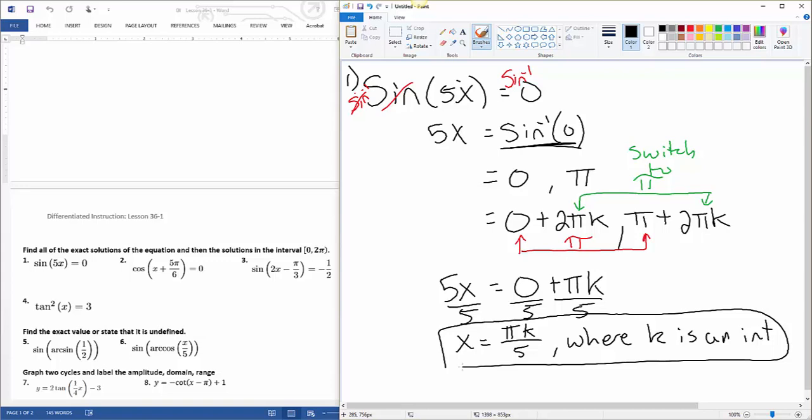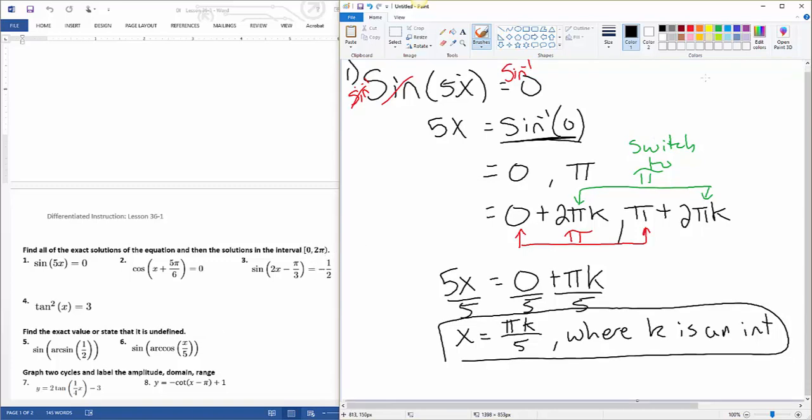But now it says find all the values in the interval between 0 and 2 pi. So now what I need to do is I need to actually plug in values for k. So k equals 0. So if I plug in 0 for k, I get x equals 0. K equals 1, I get pi fifths. K equals 2, I get 2 pi fifths. K equals 3, I get 3 pi fifths.